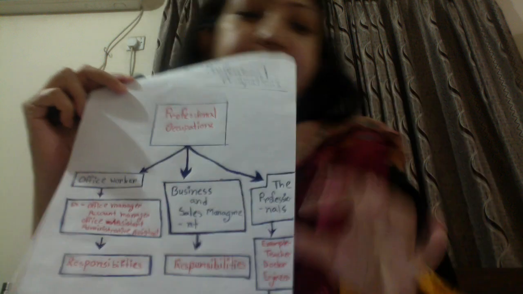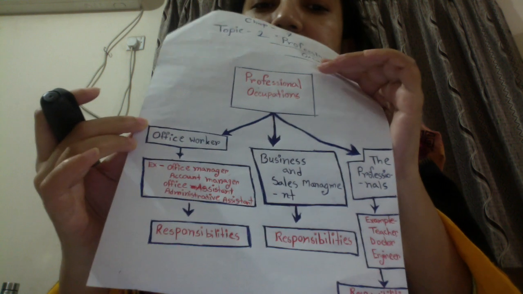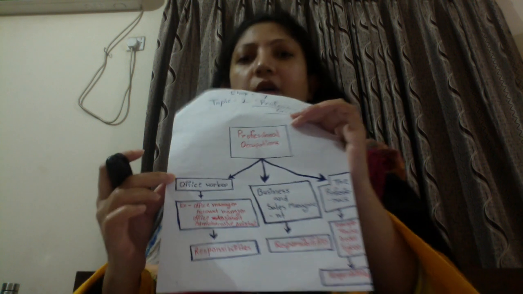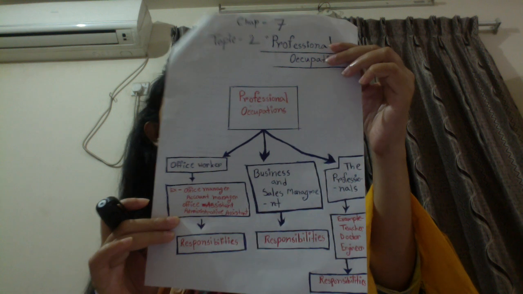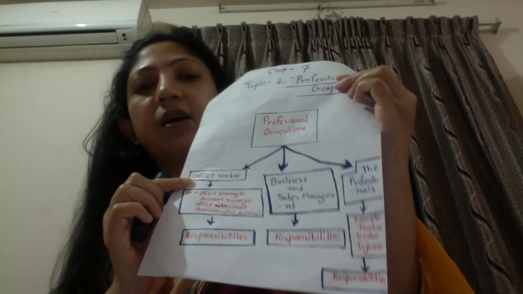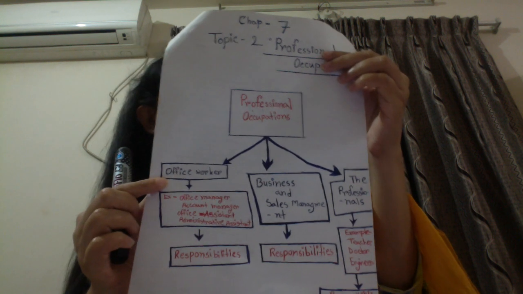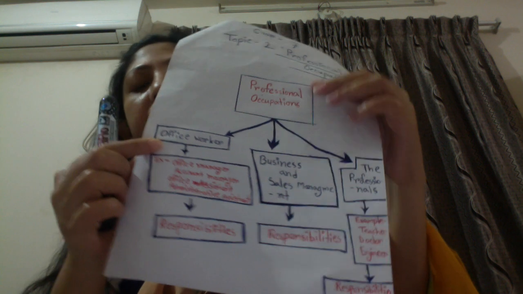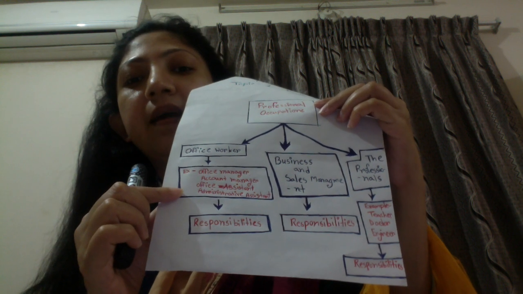Now we will discuss some professional occupations. Look, the first one is here. What is this? The office worker. Now we will talk about the office worker. What is the office worker, or who works in an office? An employee who works in an office, especially engaged in administrative work. This is called office worker. Again, what is an office worker? An employee who works in an office, especially engaged in administrative work. This is called office worker. Example: office manager, account manager, office assistant, administrative assistant.